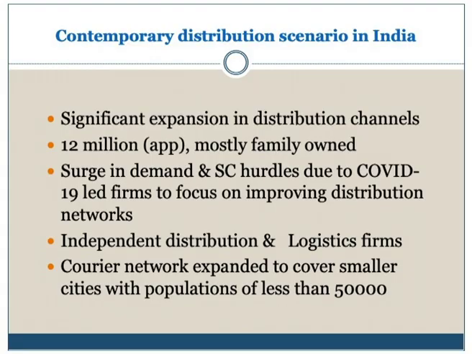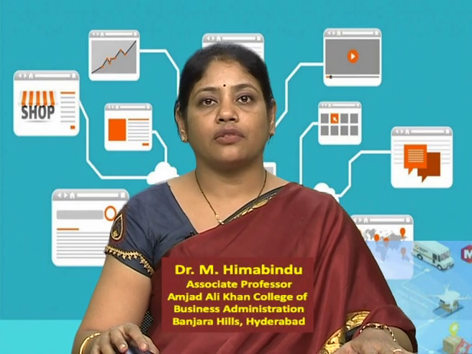Contemporary distribution scenario in India. In the recent past, many changes have happened due to the COVID-19 pandemic. There was a lockdown period, as everyone knows, and no activity was happening anywhere. In this period, distribution has gained a lot of prominence. There has been a surge in demand for logistics and other distribution carriers or service providers, and in India, the courier network has expanded to cover smaller cities with populations of less than 50,000. Also, it is estimated that there are around 12 million distribution and logistics providers, and most of these are family owned businesses in India.